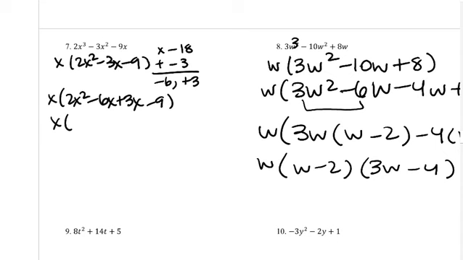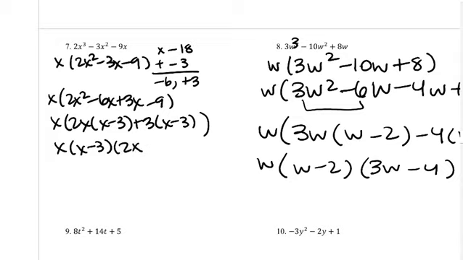Now I'm going to group and factor. Factor out the x minus 3. I'm left with 2x and a positive 3.